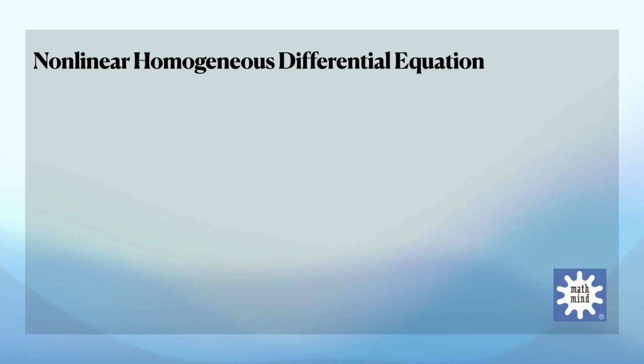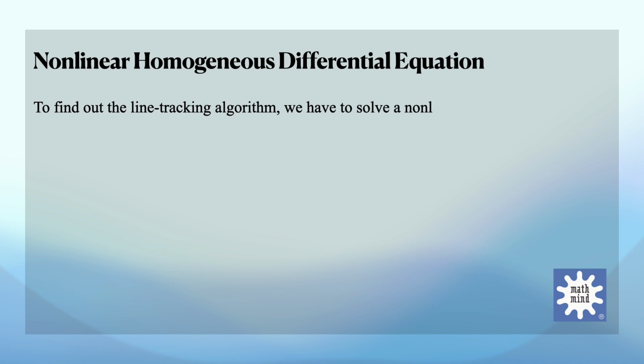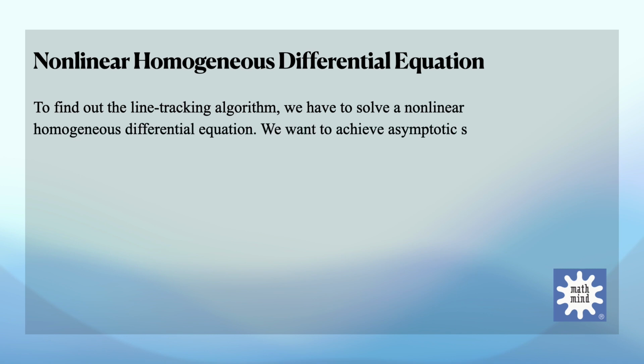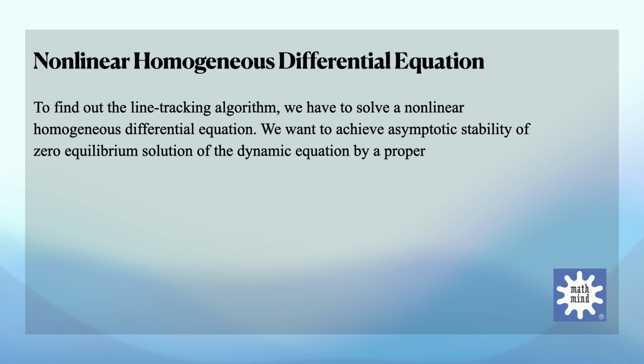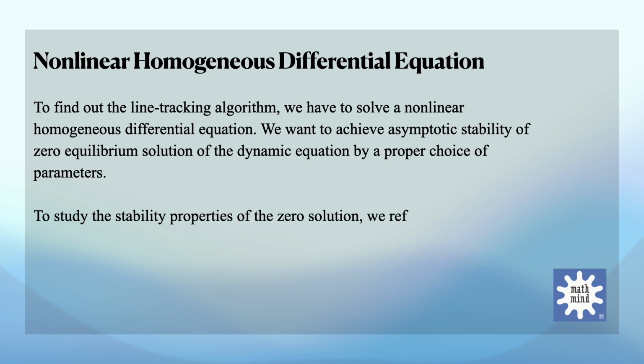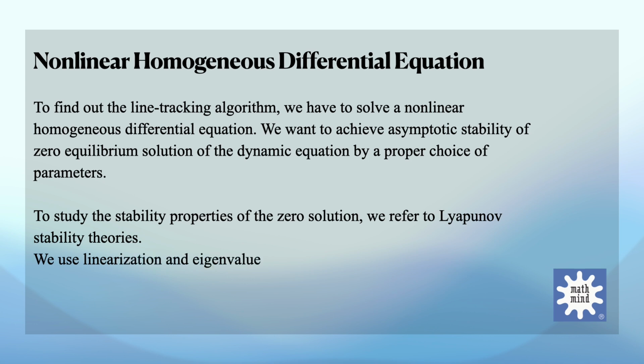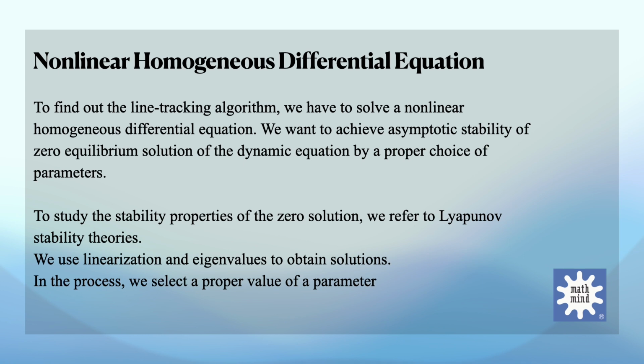Nonlinear homogeneous differential equation. To find out the line tracking algorithm, we have to solve a nonlinear homogeneous differential equation. We want to achieve asymptotic stability of zero equilibrium solution of the dynamic equation by a proper choice of parameters. To study the stability properties of the zero solution, we refer to Lyapunov stability theories. We use linearization and eigenvalues to obtain solutions. In this process, we select a proper value of a parameter gain.